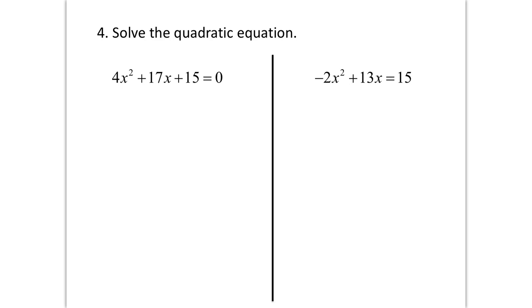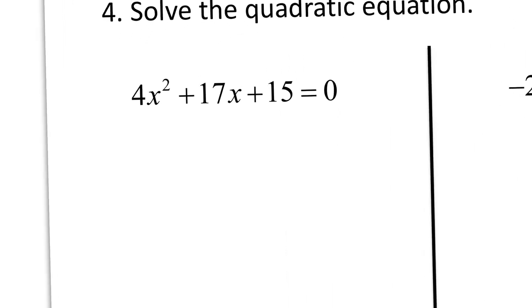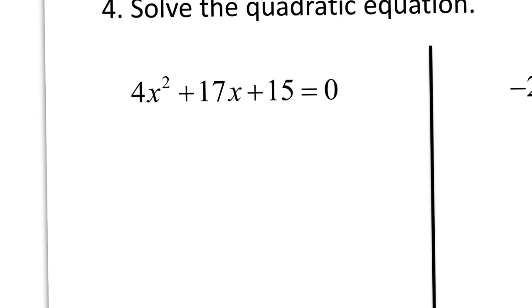So let's look at the first one here. We want to solve this quadratic equation, and notice that it's already equal to 0, and we are ready to use the zero product property. And that's what we want. We want everything equal to 0, but we do not have the factors, so we can set those equal to 0. So that's the first thing I'm going to do. I am going to factor the trinomial that you see.